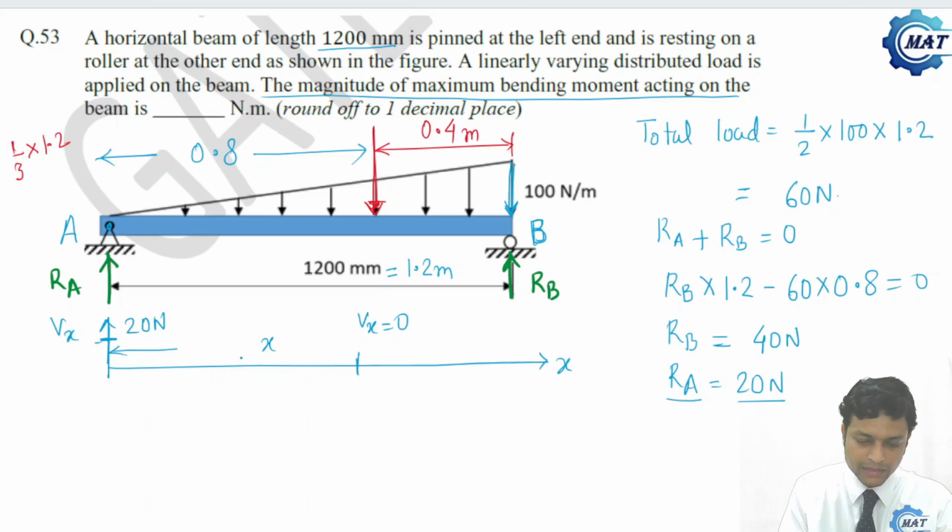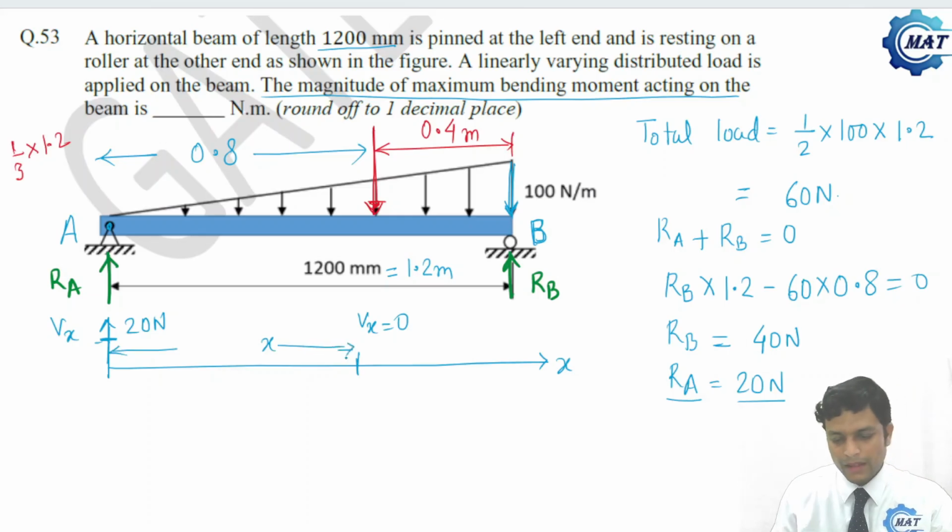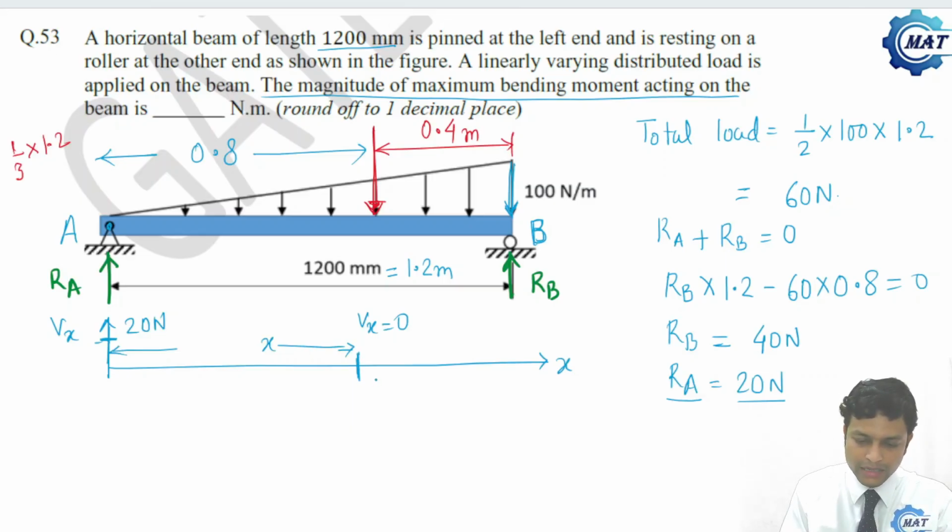At any location x, the value of shear force is 0. So what is the value of shear force at this point? Say this is point C. So this is point C, and let me write down, Vc is 0. So Vc is what? Va minus total load under this. If this distance is x, here the intensity of load becomes 100x divided by 1.2. So the intensity of the load is this. Then what is total load?